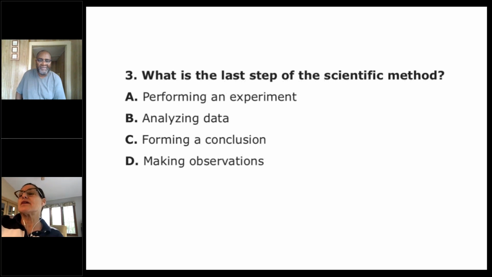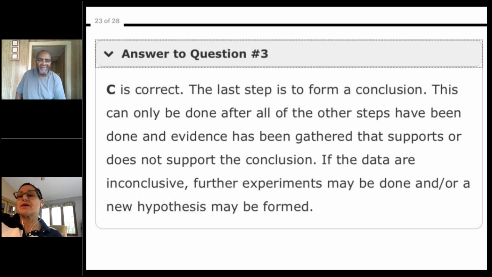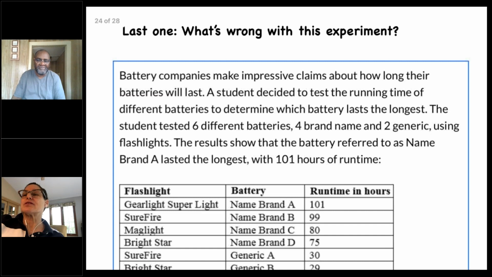It can only be done after all the other steps have been done. And you gather evidence. And if the data is inconclusive, you can do more experiments or you can form a new hypothesis. Okay. All right, we're almost done. We have one more question, and this is a what's wrong with this experiment question.